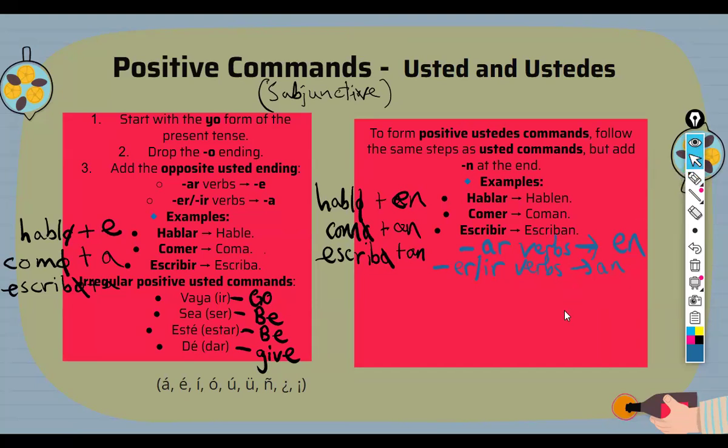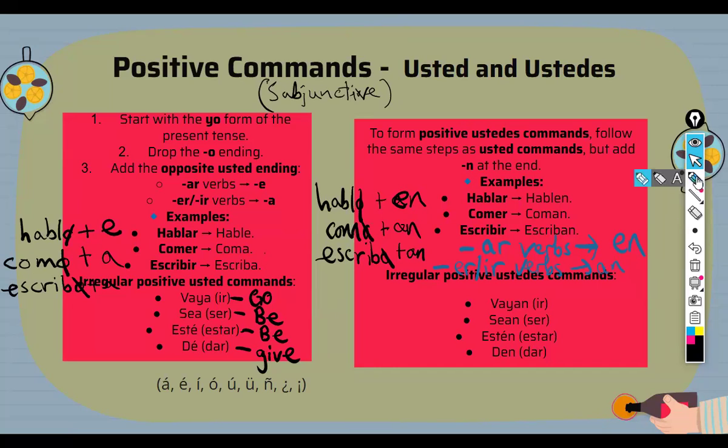And then we have a few irregulars. Vayan, still from ir, go. Estén, be, and den, give. All right, so if your teacher is speaking to the class, she may use this form. Not me, she will have to, because we don't do vosotros anymore, right? So be, give.